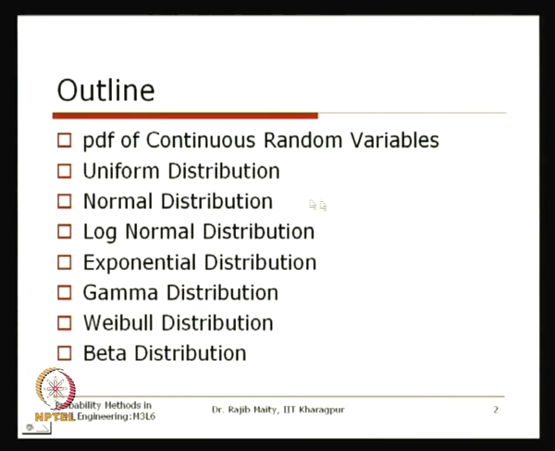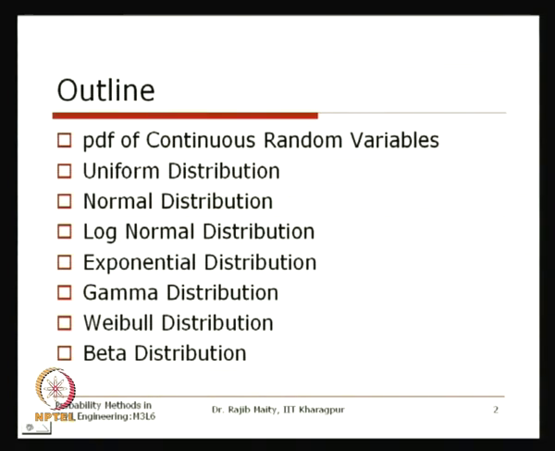So, at the starting we will quickly recapitulate the PDF, that is, the probability density function. You know that for the discrete random variable what we refer to is the probability mass function. So, we will see the probability density function and the requirements to be a valid PDF for the continuous random variable very quickly, as we discussed this in the earlier lectures as well, and after that we will go through the different distribution functions.